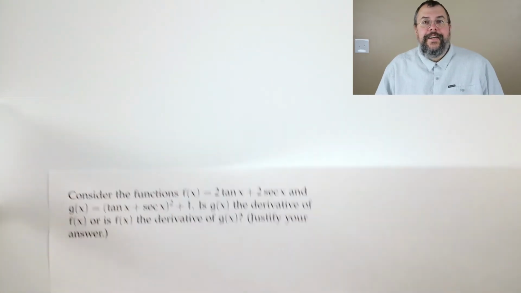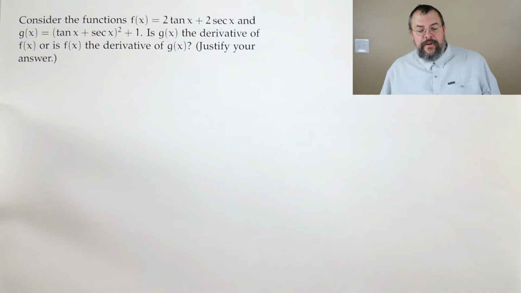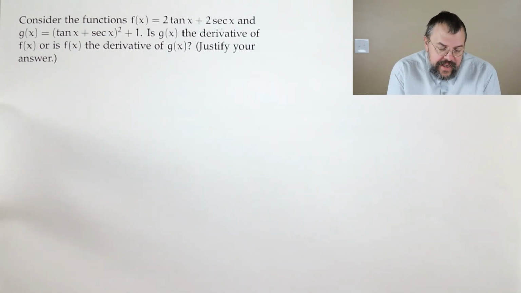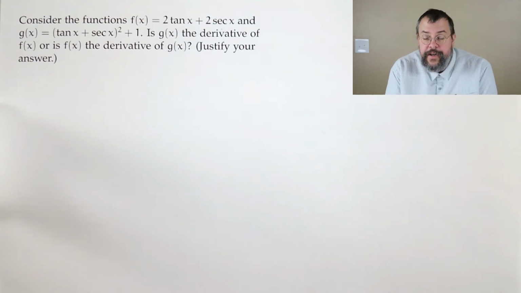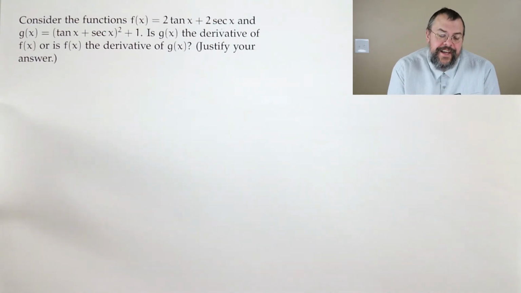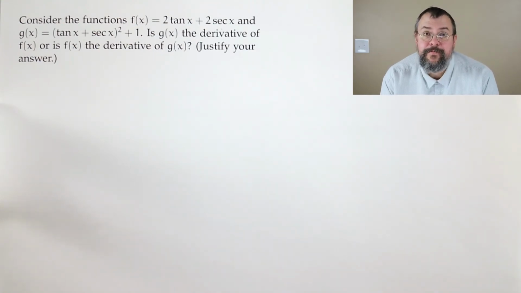All right, here we go. Consider the functions f of x equals 2 tangent of x plus 2 secant x, and g of x equals quantity tangent of x plus secant of x, squared, plus 1. Now, is g of x the derivative of f of x, or is f of x the derivative of g of x? Justify your answer.